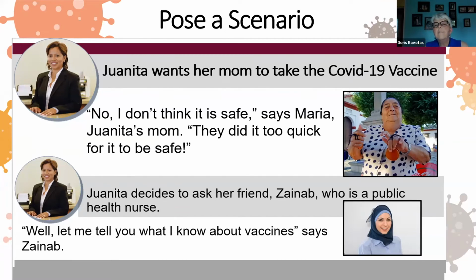But here's Juanita, who wants her mother to take that vaccine. And Juanita's mother, Maria, says, I don't think it's safe. They did it too quick. How can that be safe, right? So then Juanita decides to ask her friend Zainab, who's a public health nurse. And then Zainab can go in and talk about those vaccines. So you're not calling out anybody in that class or tutoring or whatever, however you're working with people, about whether they think it's safe or not. But you've got this person, Maria, who is talking about the safety. And then you can talk about that issue.